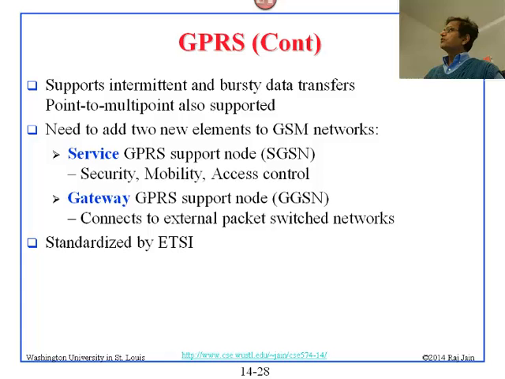and you need to add 2 new elements to the GSM network to do all this data stuff. And those 2 networks are called the serving GPRS support node, and the gateway GPRS support node. Serving is security for the data, mobility, access control, etc. That is the serving part. The gateway part is just routing.